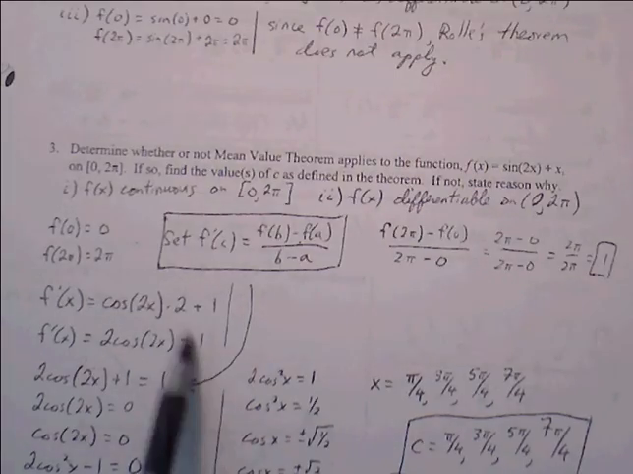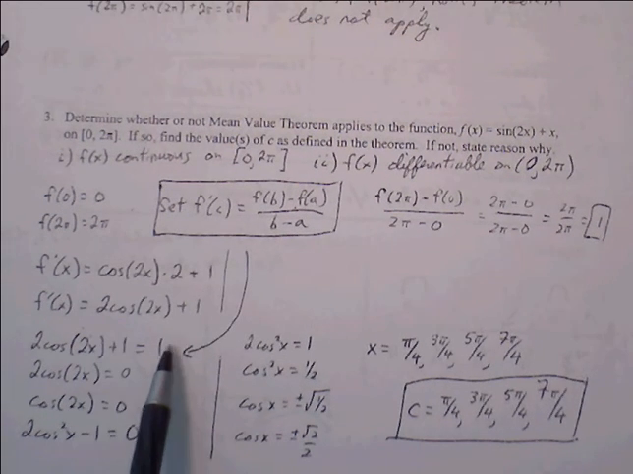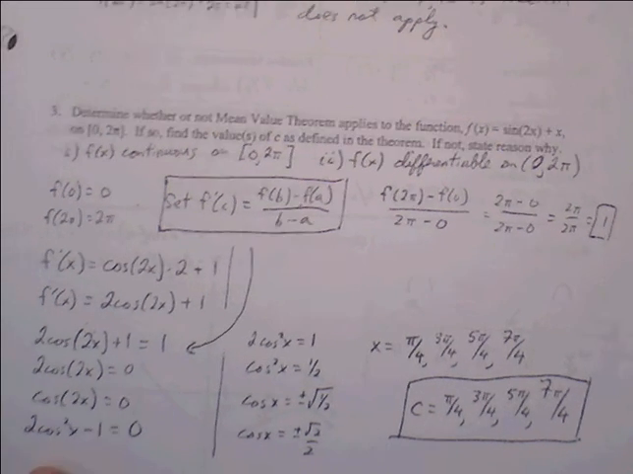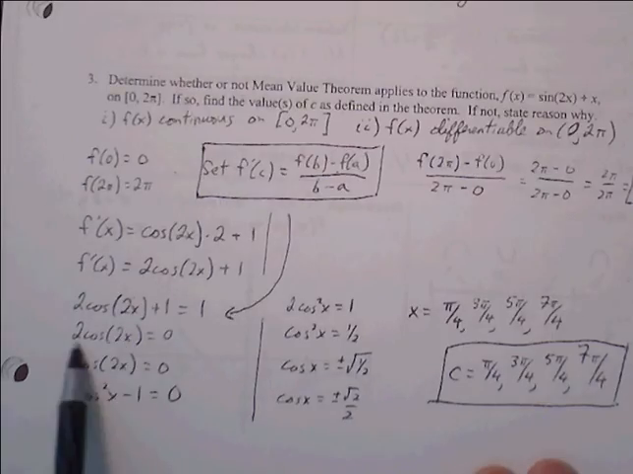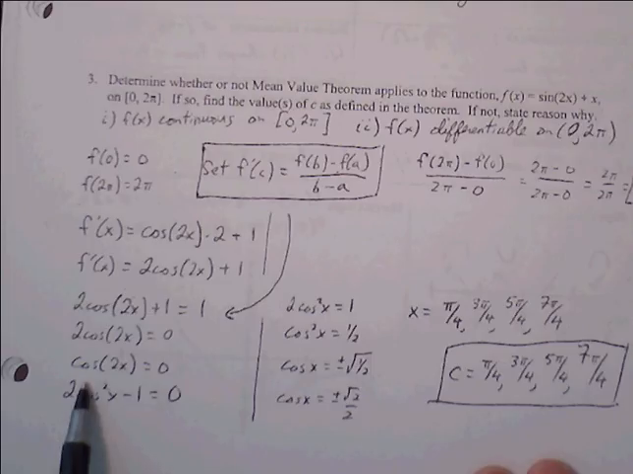Next, we set our derivative, with the coefficient 2 in front, equal to 1, and then we can solve for x. Subtract 1 from both sides: 2 cosine 2x equals 0. Divide by 2 on both sides, so cosine of 2x equals 0.